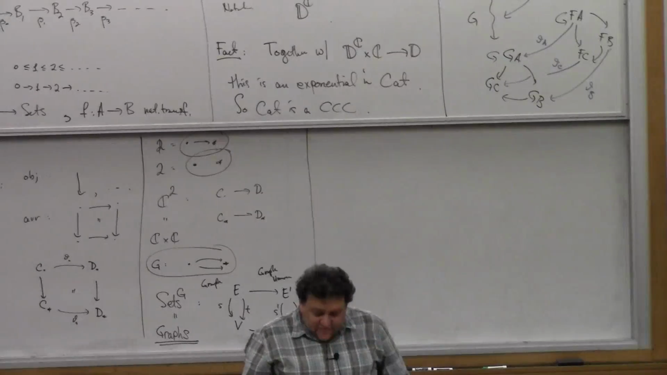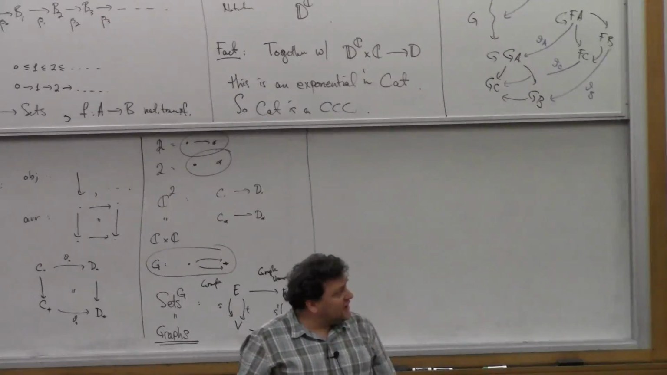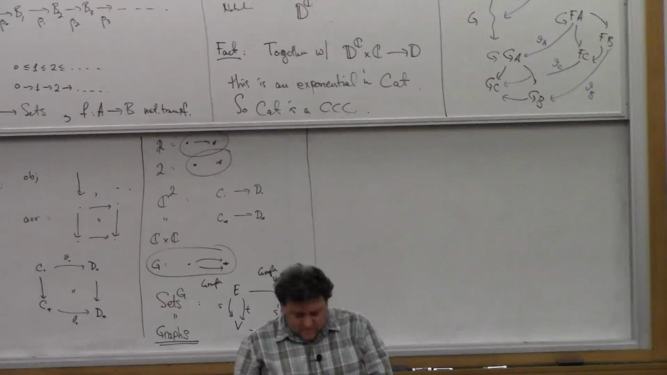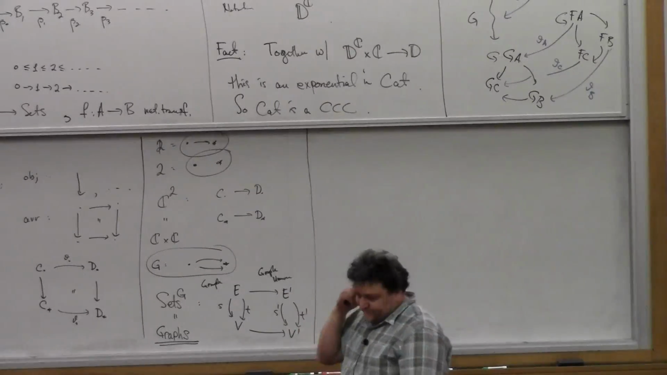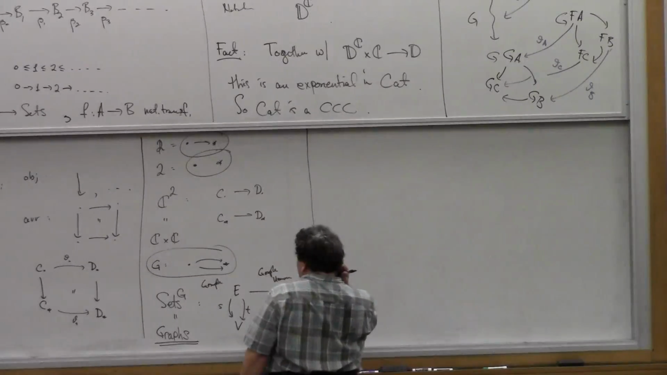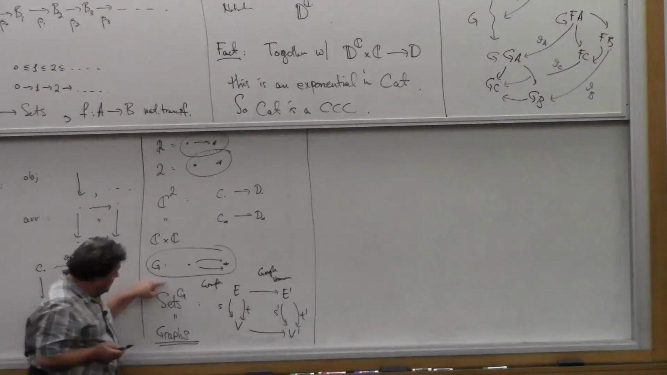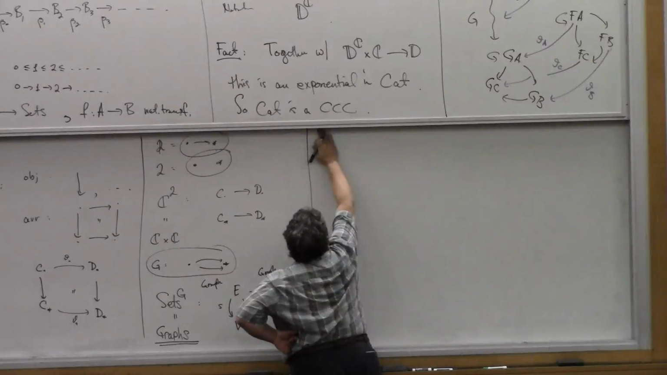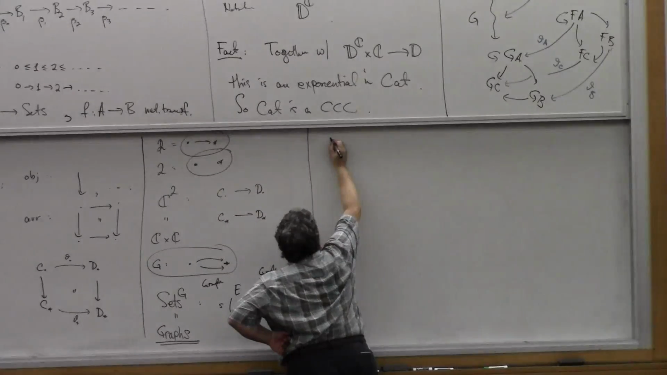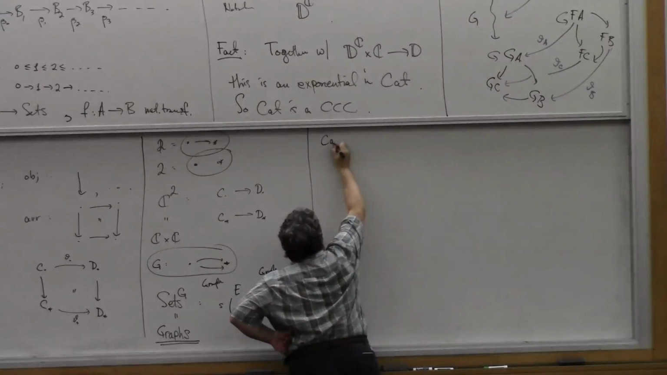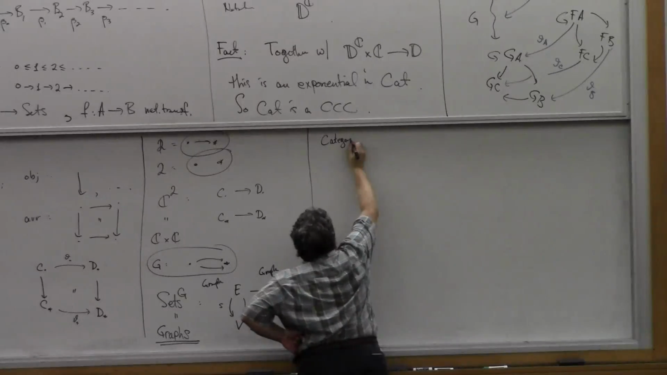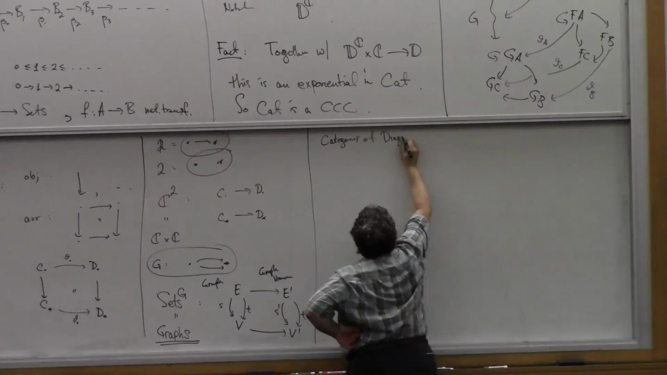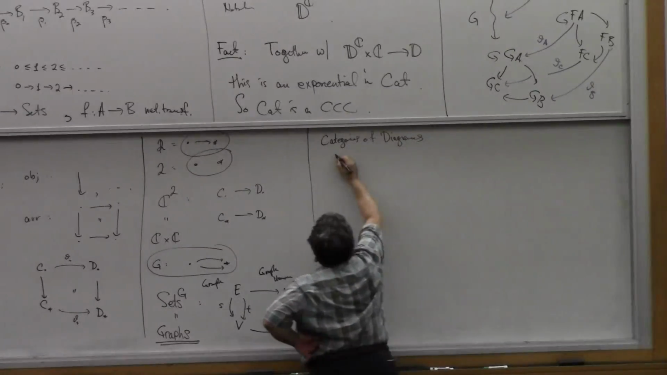All right, let's move on a little bit. We're going to look some more at categories of this form, where we have a category up in the exponent, and then we have sets down in the bottom. So these are set-valued functor categories. Sometimes these things are called categories of diagrams, also called presheaves.